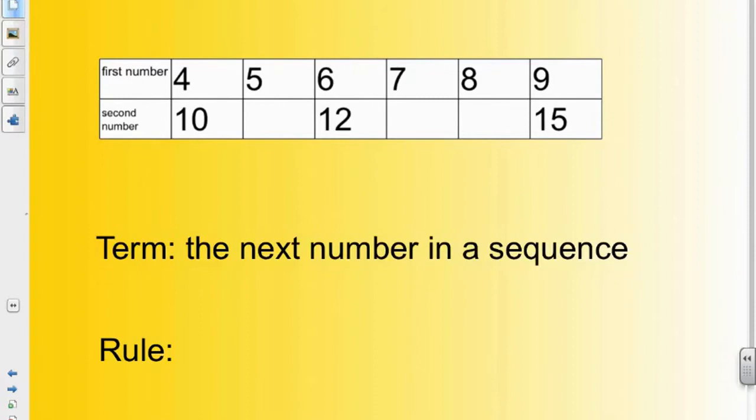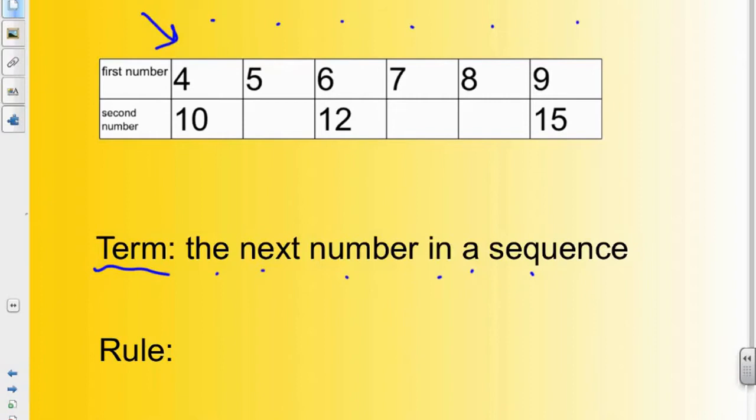But guys, if we're going to talk about a term or terms, particularly with regard to number patterns, we're talking about the next number in a sequence. So, this is your fourth term, this is your fifth term, this is your sixth term, this is your seventh term, this is your eighth term, and this is your ninth term. And guys, you don't always have to start off with term number one. We're going to look a little bit more closely at that as we go into our patterns.